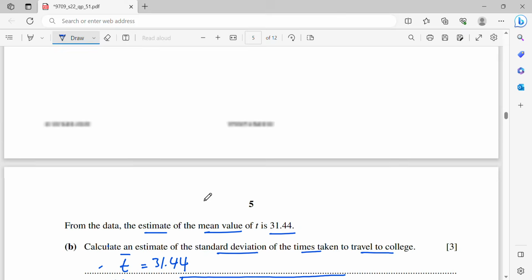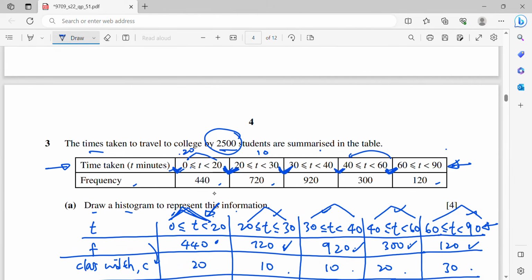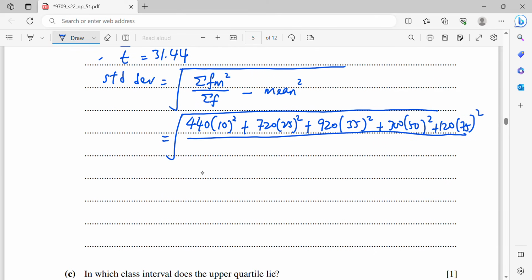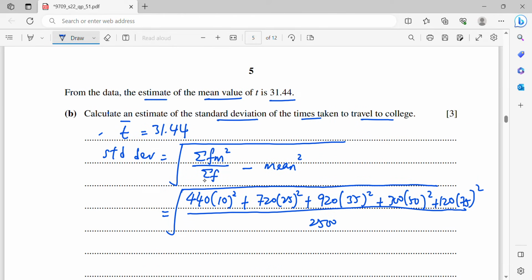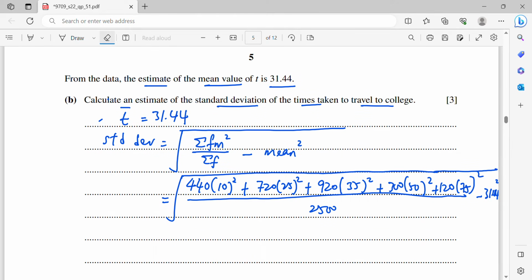Summation f is the total f. So the total f here is 2500. Then minus the mean squared. The mean is given as 31.44, so I have to minus 31.44 squared. It's not very clear, but this is the calculation. Then here you will get 15.2.